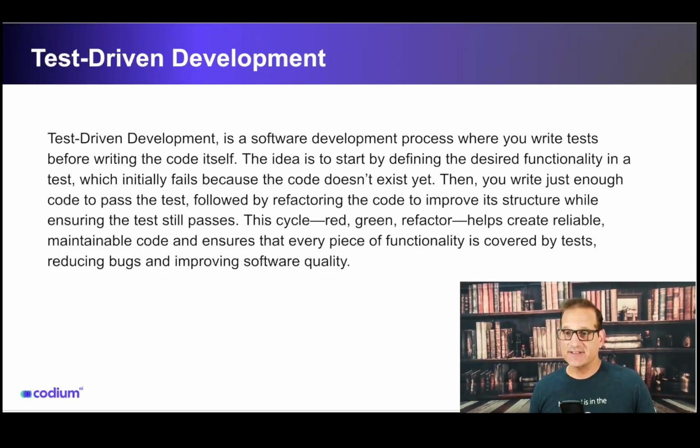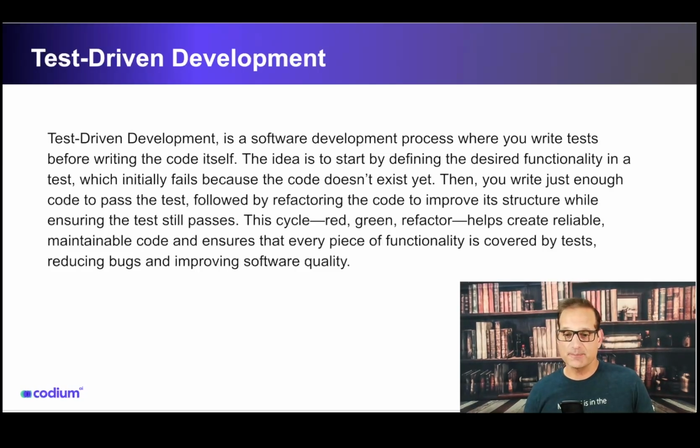The idea is to start by defining the desired functionality in a test, which initially fails because the code doesn't exist yet. Then you write just enough code to pass the test, followed by refactoring the code to improve its structure while ensuring the test still passes. This cycle of red-green-refactor helps you create reliable, maintainable code and ensures that every piece of functionality is covered by tests, reducing bugs and improving software quality.